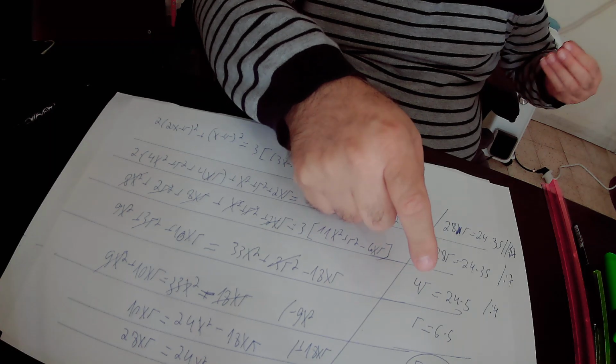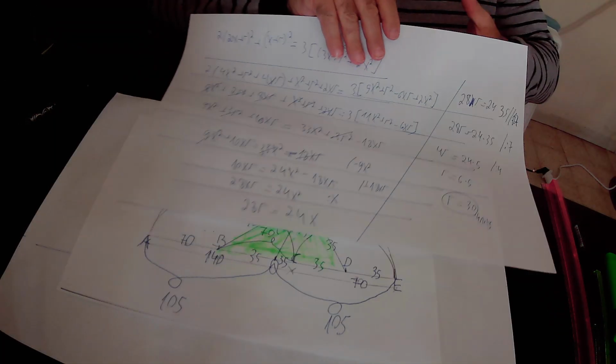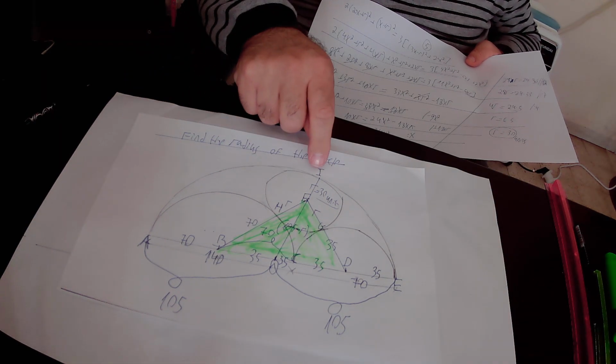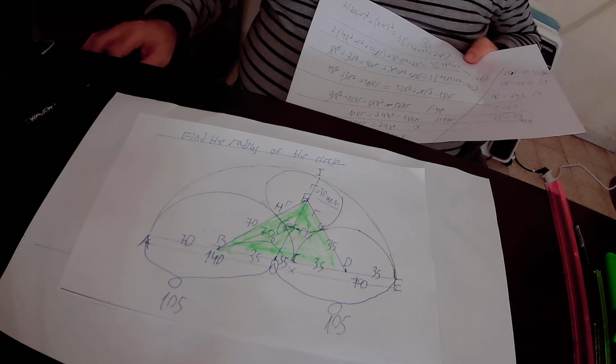So in conclusion, we found that the radius of the small circle, the radius that we are looking for, r, equals 30 units in length. Okay, thank you very much.